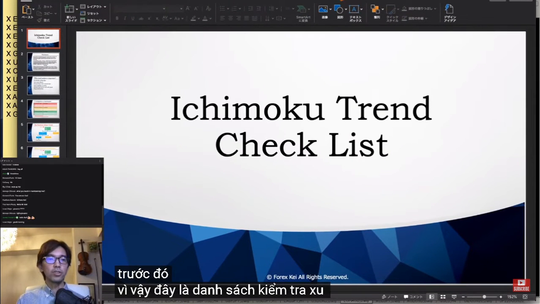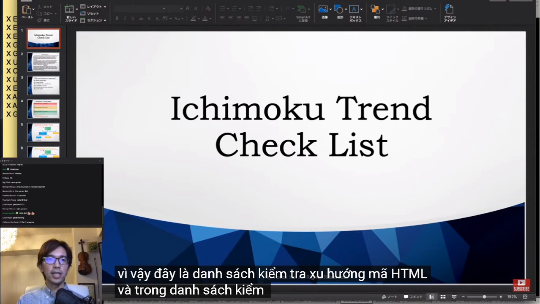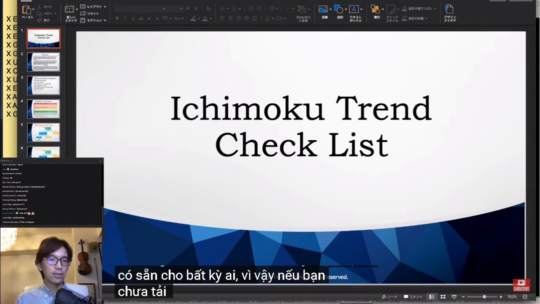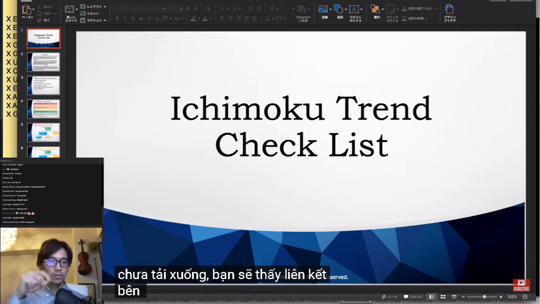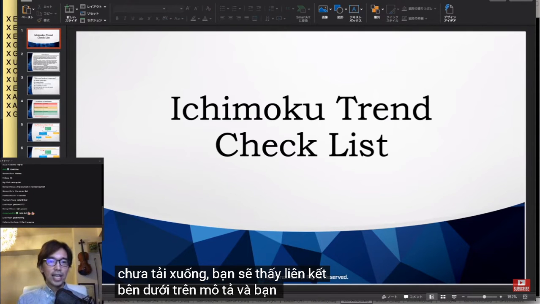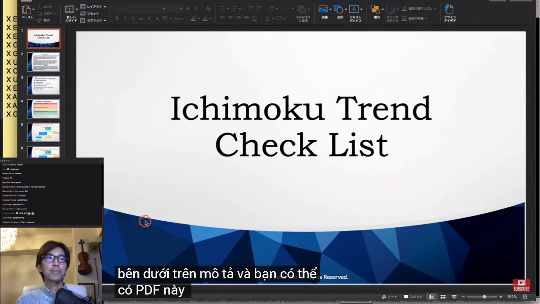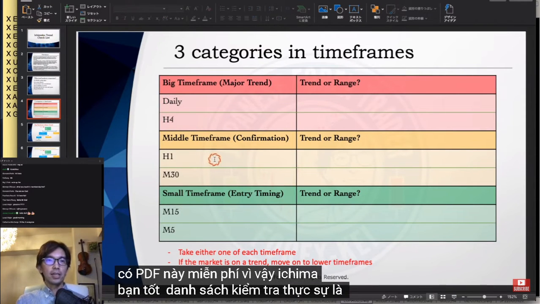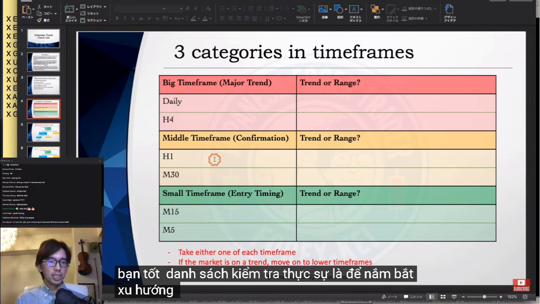So here is the Ichimoku trend checklist, and in this checklist, well, actually this is available to anyone. So if you haven't downloaded it yet, you will see the link below in the description, and you can have this PDF for free. So the Ichimoku trend checklist is actually to capture the trend by Ichimoku.